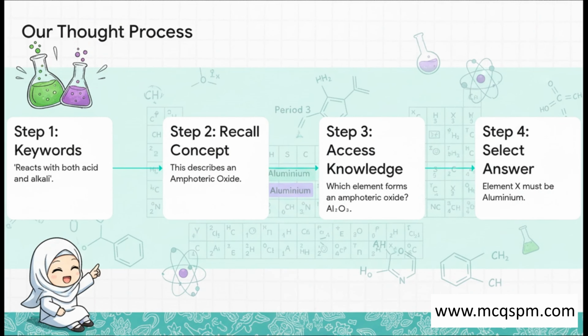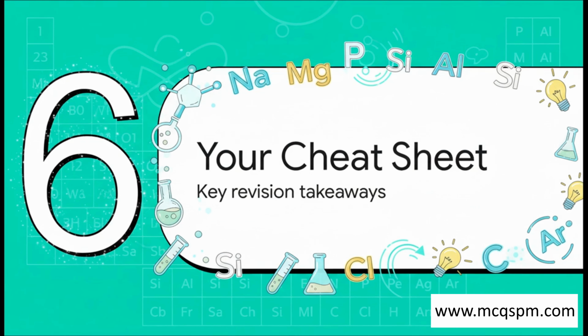Here's how you break it down in the exam hall, nice and calm. Step 1, you spot the keywords, reacts with both acid and alkali. Step 2, your brain should immediately scream amphoteric oxide. Step 3, you scan your period 3 knowledge. Which one is amphoteric? Oh yeah, aluminium oxide. Which means step 4, element X has to be aluminium. Done.